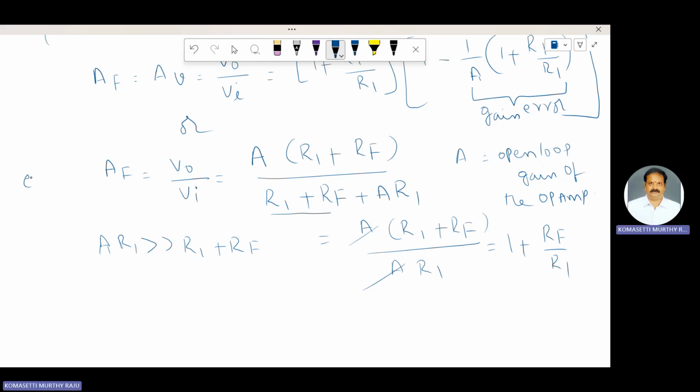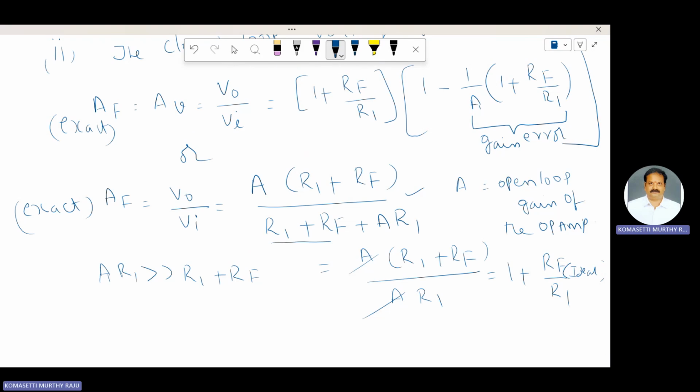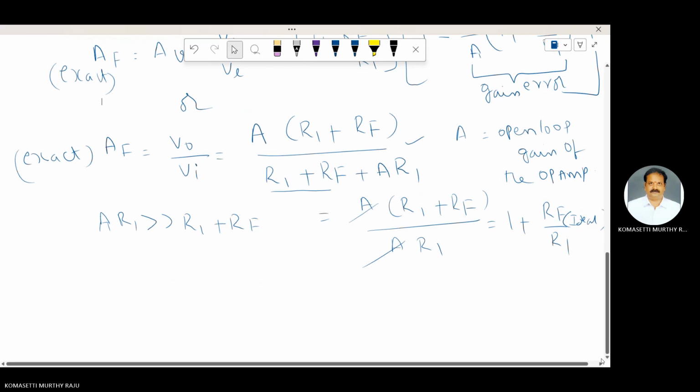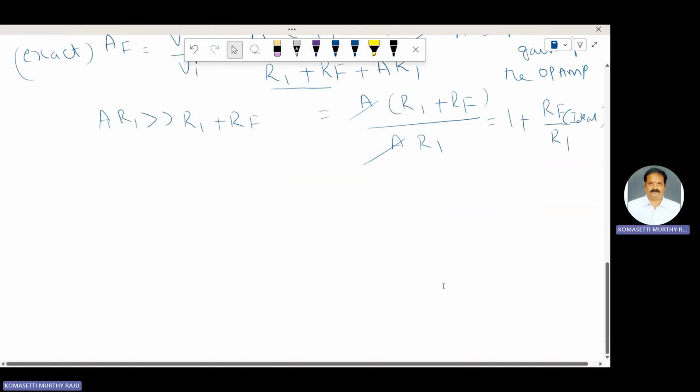This one is the exact closed loop voltage gain of the op amp. This one is ideal. This formula is also exact. So many formulas are there for the closed loop gain of the op amp. I will show them here. Next one is another R.